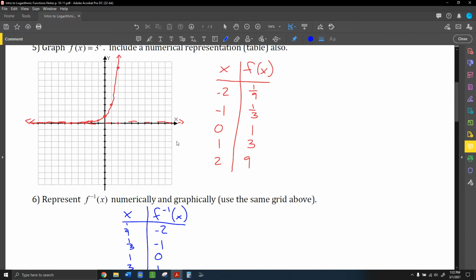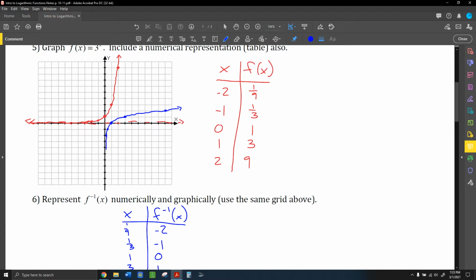So 1/9 comma -2. We go to the right 1/9, again, just approximate, and we go down 2. We have 1/3 comma -1. We have our x-intercept, 1 comma 0. We have 3 comma 1 and 9 comma 2.